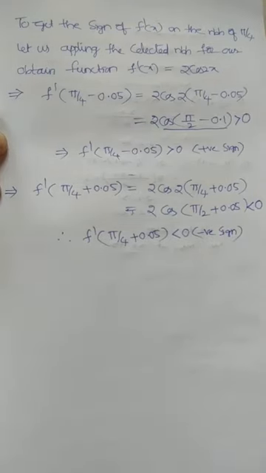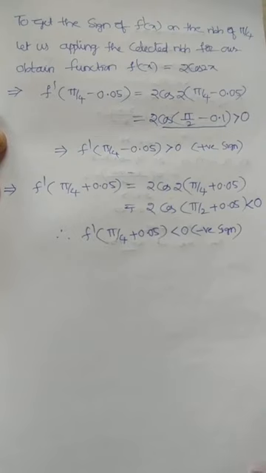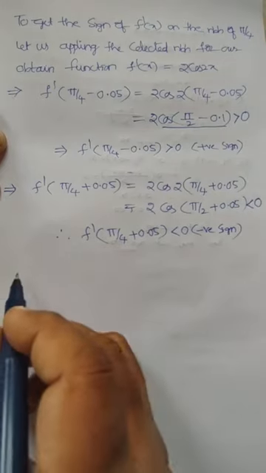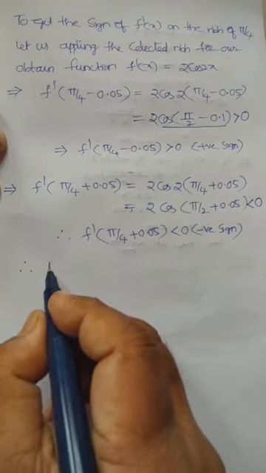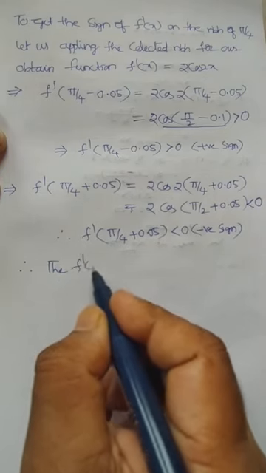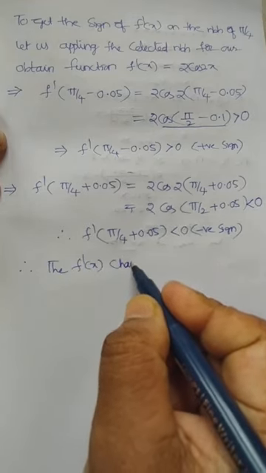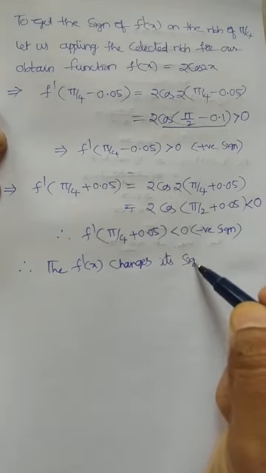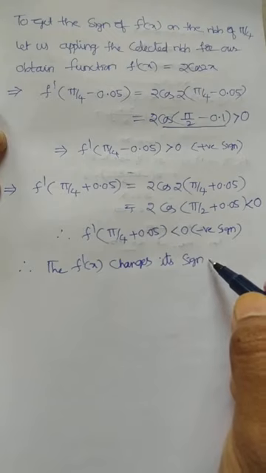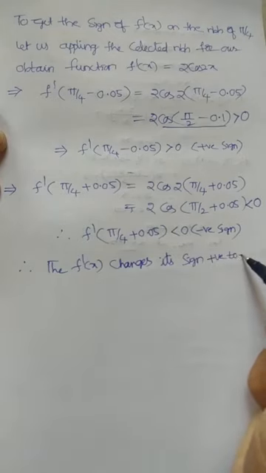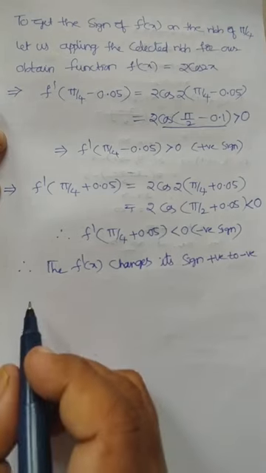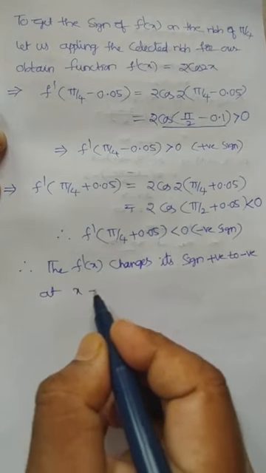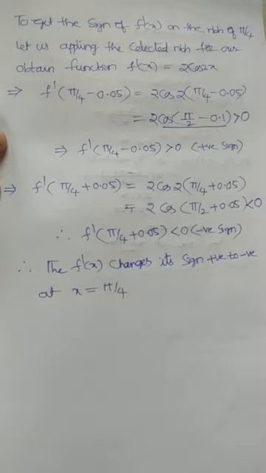Therefore, what is the conclusion here? f dash of x changes its sign from positive to negative at x equals pi by 4. Therefore, the first derivative of the given function, f dash of x, changes its sign from positive to negative at x equals pi by 4.